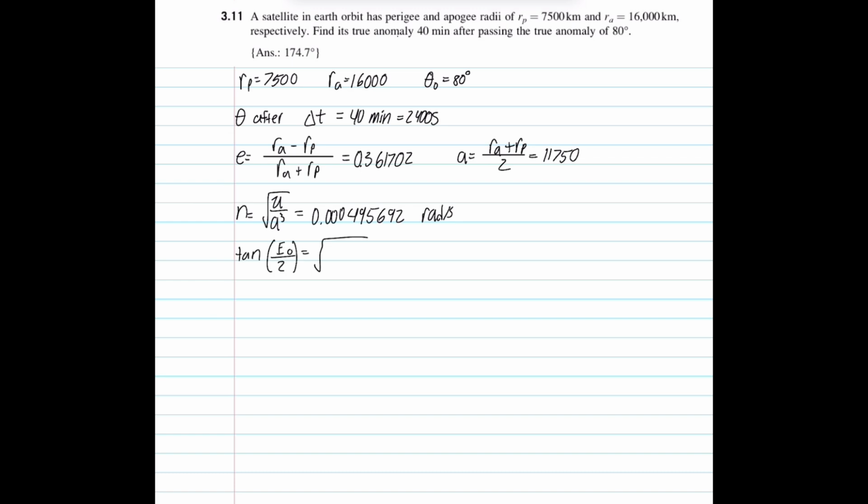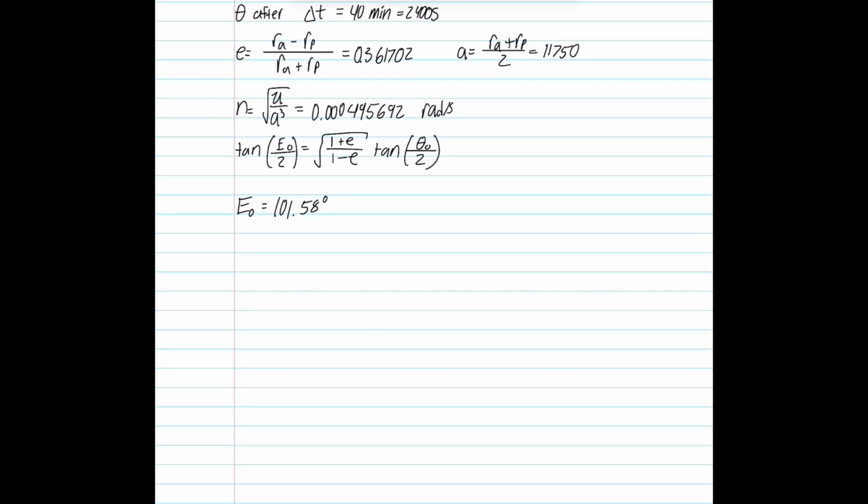And now we're finding the eccentric anomaly, the initial eccentric anomaly before time passes. And it equals this. So we know that the initial mean anomaly is equal to this. Plugging everything in, we get that it equals that.